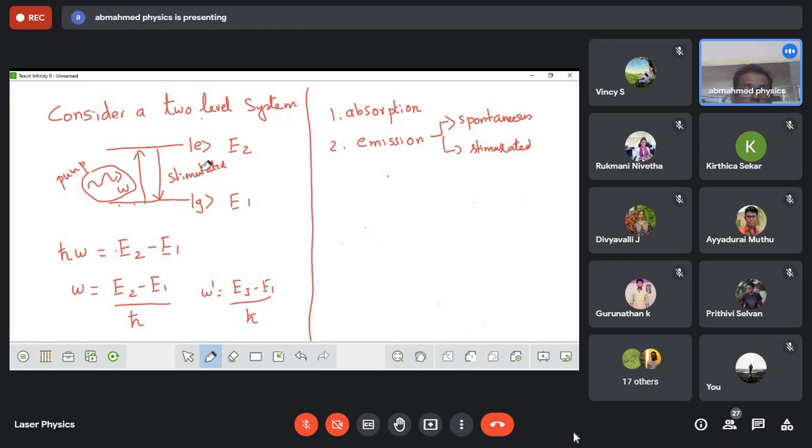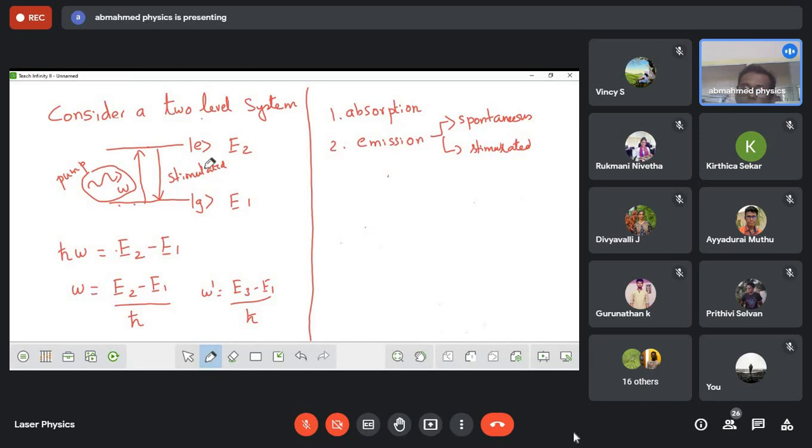Stimulated emission. Even if you switch off the field, you are exciting the atom and you switch off the field, that means you are not giving omega, then even then the atom can come to the ground state without any external agency's action. That is called spontaneous emission. Do you agree with this?